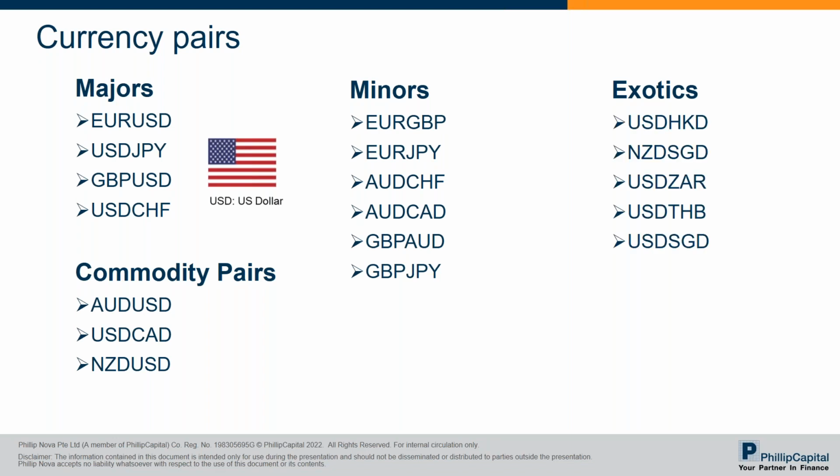Moving on to exotics. Exotics are currency pairs that consist of currencies from smaller economies, like Hong Kong, Singapore, or Thailand. These are relatively smaller economies, so they are not as popularly traded as compared to the major countries. Therefore, their currencies would be less prominent in the global forex market.